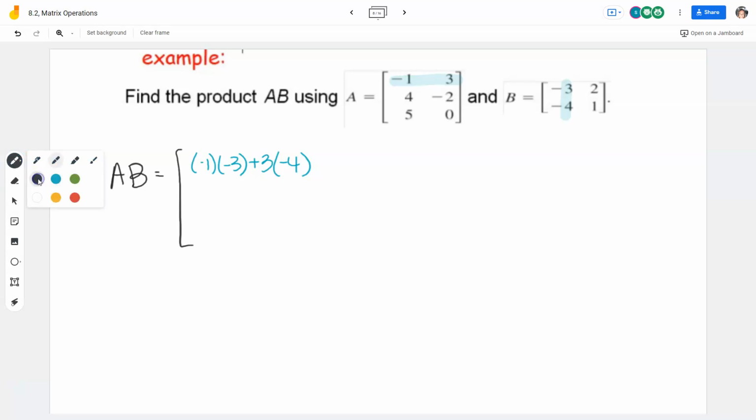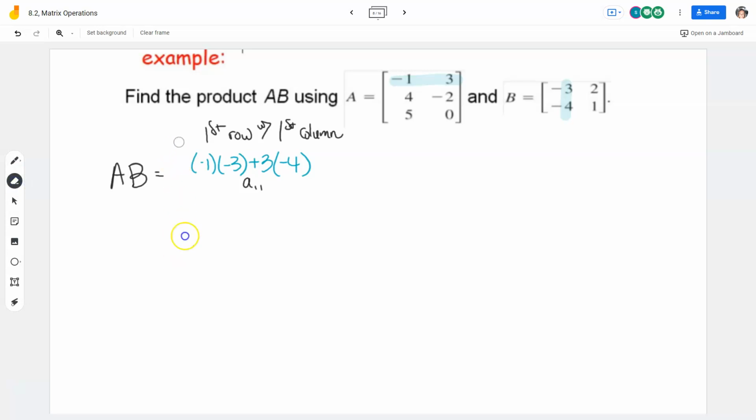So, my first row with my first column, first row of the first with the first column of the second, is going to get my A11. My first row with my first column, like a dot product, is going to get my A11. A1 first row, A11 first column is going to get my first piece. Okay. So, I know it makes sense, but the question is, what is going to get my A12?